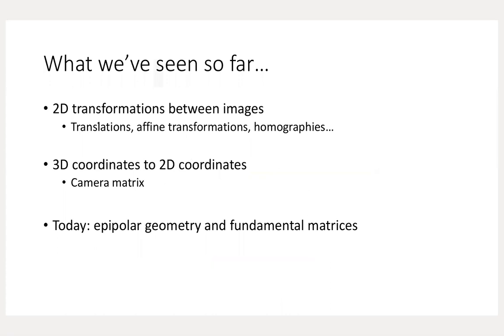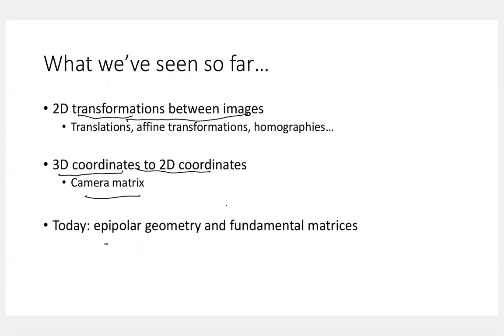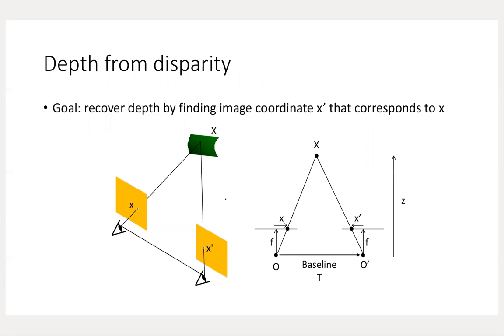Yeah, we've talked about 2D transforms and warping and so on. We spent some time there, and last time and today we talked about going from 3D coordinates into 2D coordinates with the camera matrix here. So now we're going to talk about epipolar geometry, where we have two different views and try to extract the 3D information from the two views. And this is a very simple setup to see how we can get the depth from disparity.